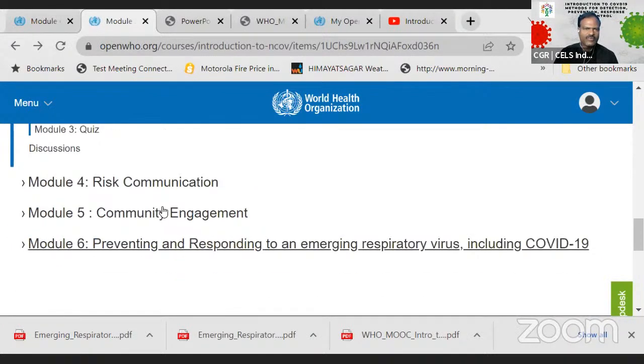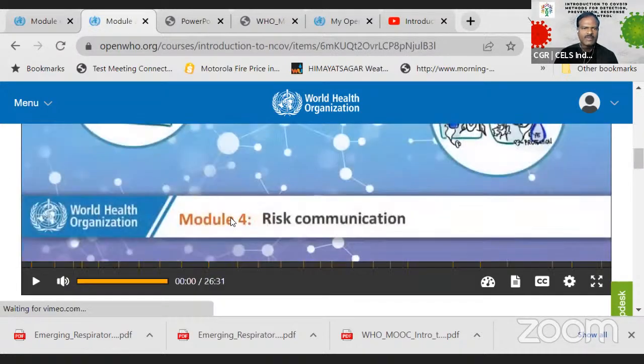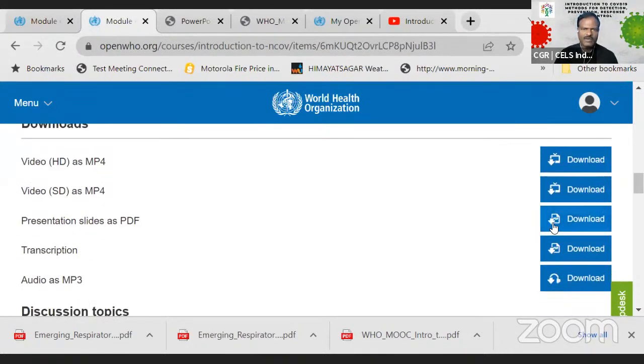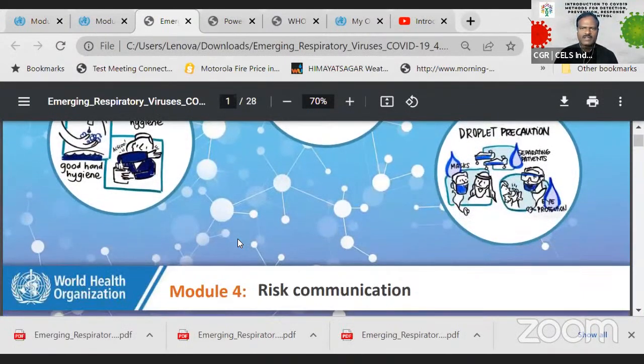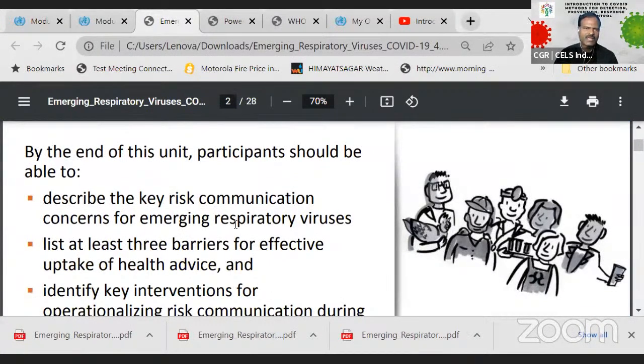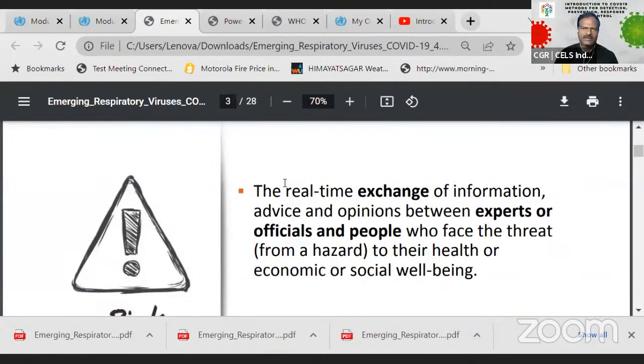Then module 4, we have risk communication. So in risk communication, especially, how do you communicate the risk? Risk exposure. So describe the risk communication concerns for emerging respiratory viruses, health advice, and identify key interventions for operationalizing risk communication during an outbreak or event. So, the real-time exchange of information, advice, and opinions between experts, officials, and people. How does it happen in all that?